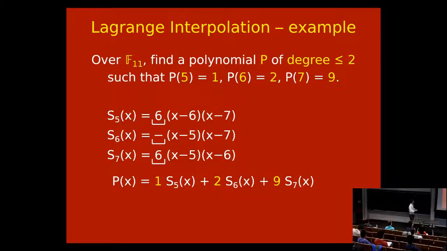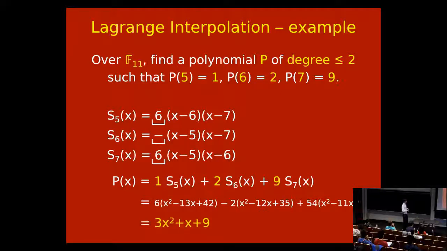This is 1 at 6 and 0 elsewhere. This is 1 at 7 and 0 elsewhere. And so now if I take 1, 2, and 9, the desired values, multiply and add appropriately, expand it all out, reduce everything mod 11. You can check this in your dorm. You get finally this polynomial.